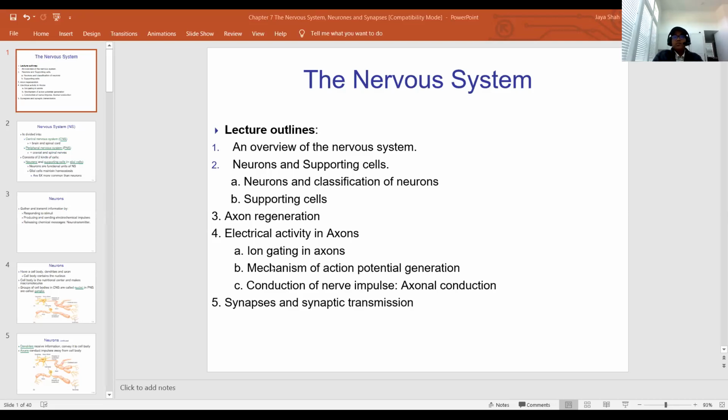So we're going to talk about the mechanism of action potential generation, how it is generated and how it is transmitted. Conduction of nerve impulse: a nerve impulse can pass through the nerve cell to the axon, and then the axon takes the impulse away from the cell body to the target organ, or to a second neuron. How this conduction of impulse happens in the axon is axonal conduction. We will talk about this.